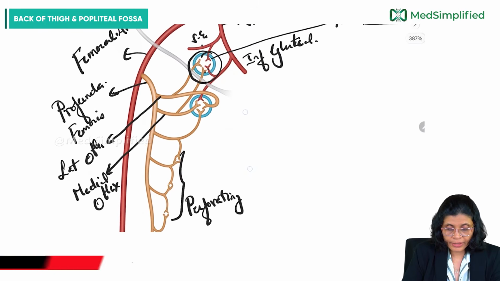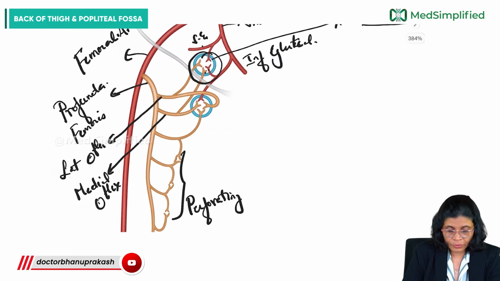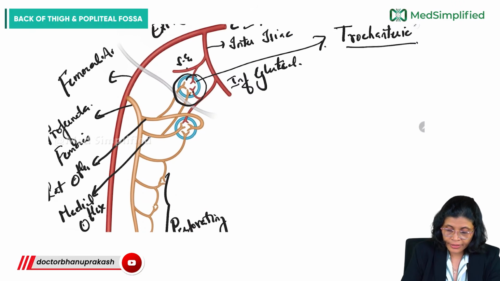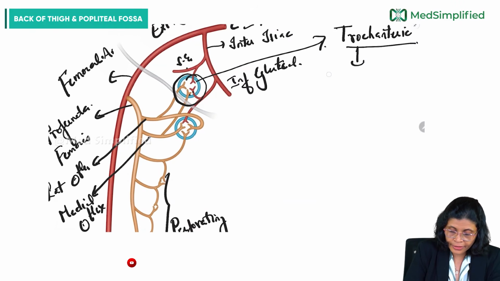Whereas the cruciate anastomosis, so this trochanteric anastomosis is at the trochanteric fossa.